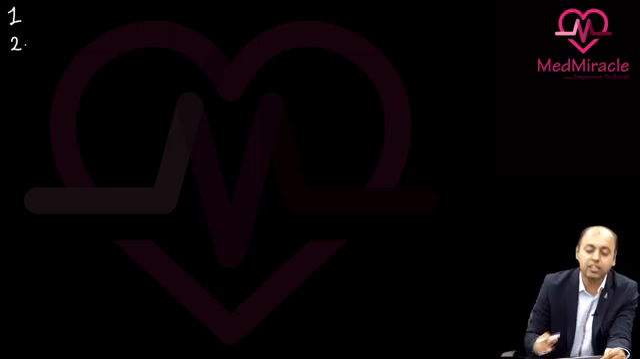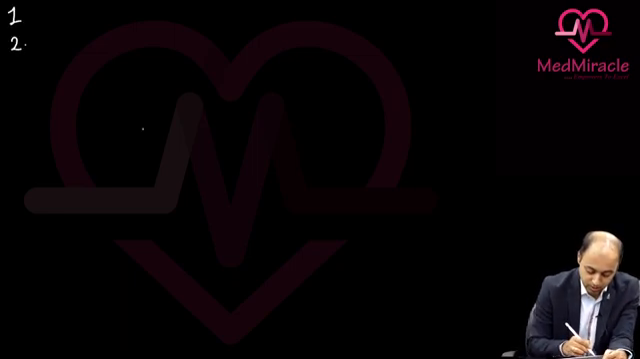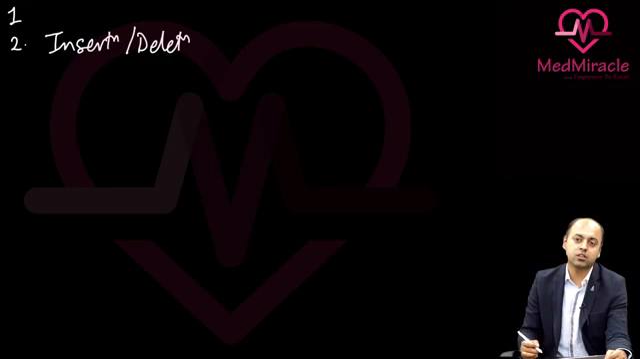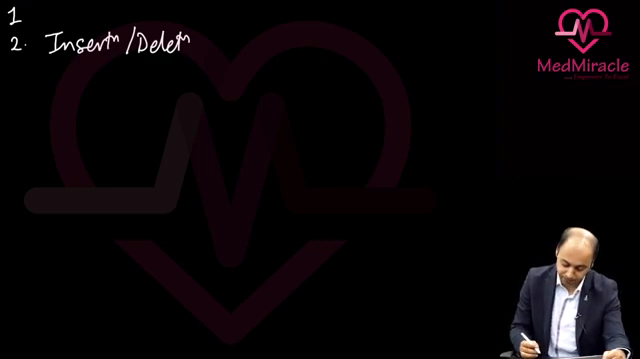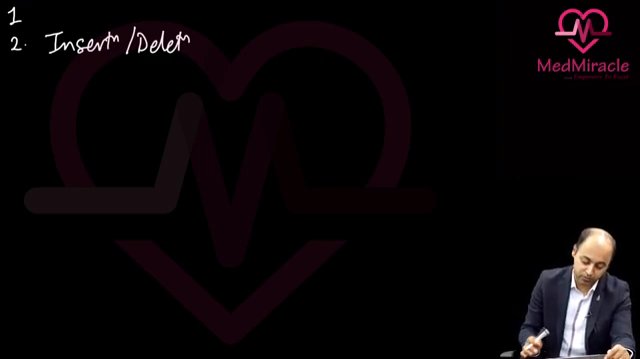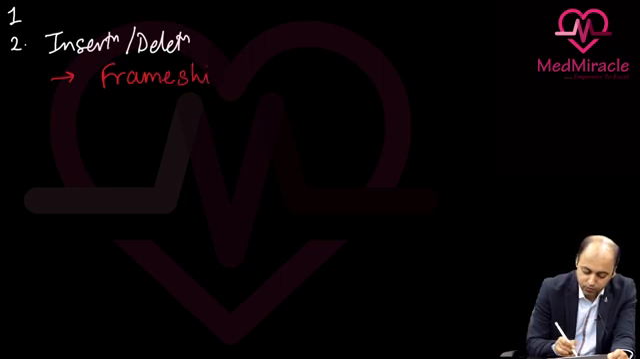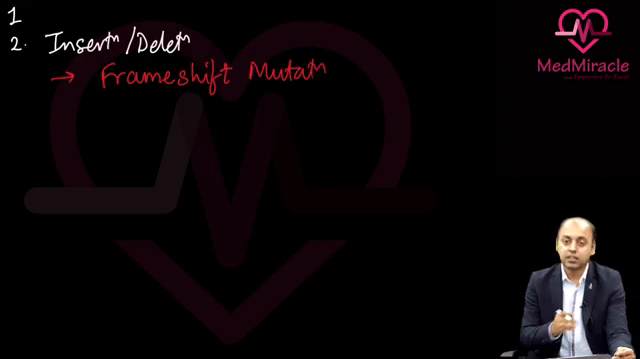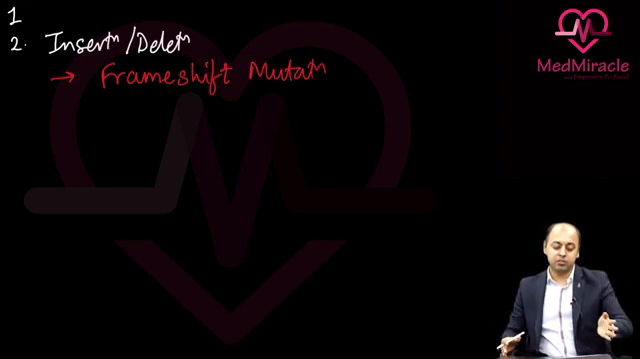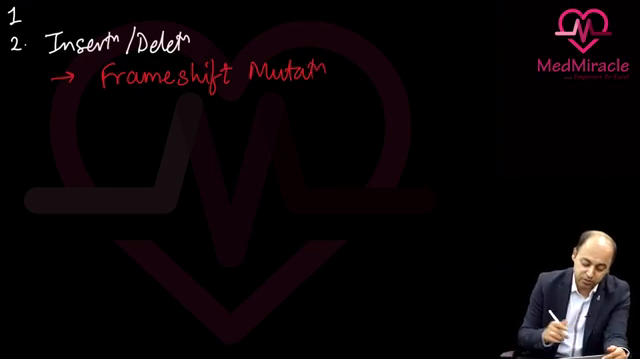The second, like I told you, is insertion and deletion. Now here you have to remember a few things. Normally, insertion deletion causes frame shift mutation, meaning the reading frame is shifted forwards. This is called frame shift mutation.